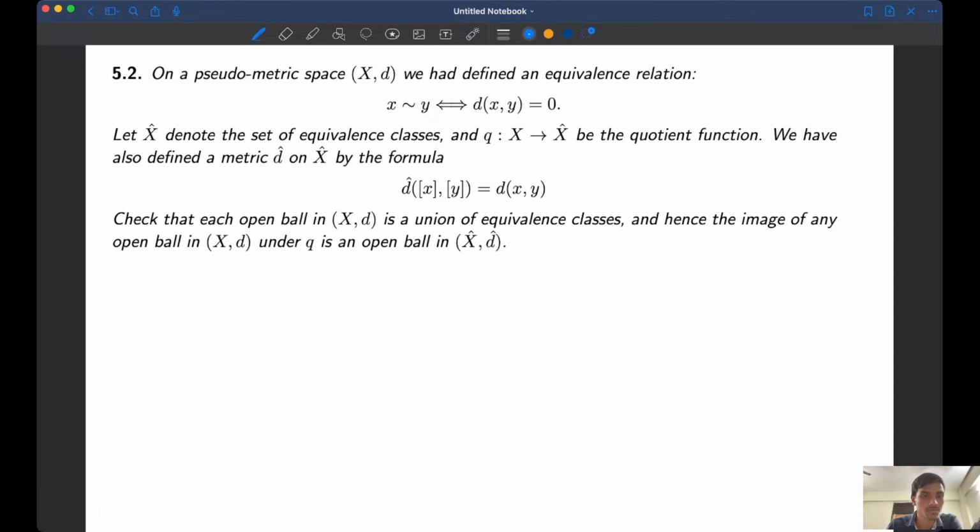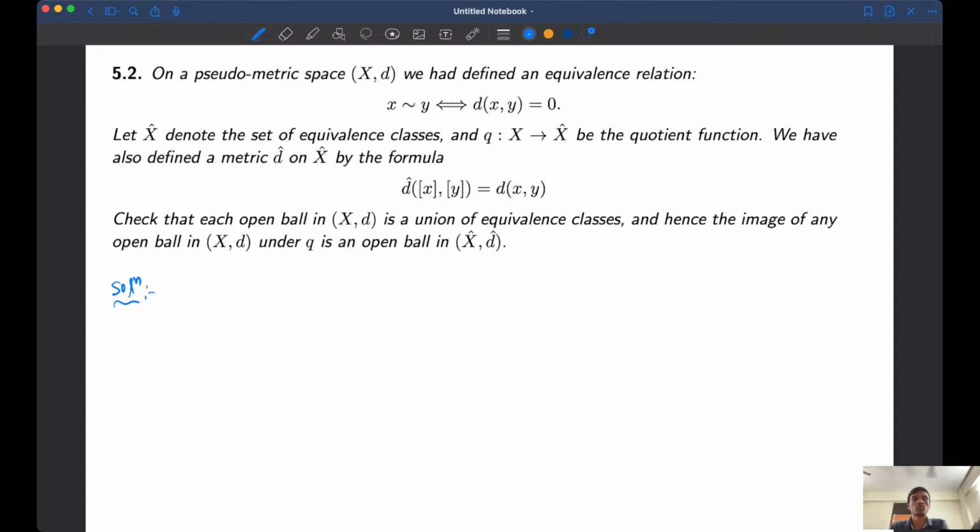Okay, so for this one you have already heard of this pseudometric, where a metric d satisfies three properties. First, d(x,y) equals 0 if and only if x equals y. Second, symmetry: d(x,y) equals d(y,x). And third, the triangle inequality: d(x,z) is less than or equal to d(x,y) plus d(y,z) for all x, y, z belonging to your space X. But in the case of a pseudometric, the first condition is omitted: d(x,y) equal to 0 does not necessarily imply x equals y.